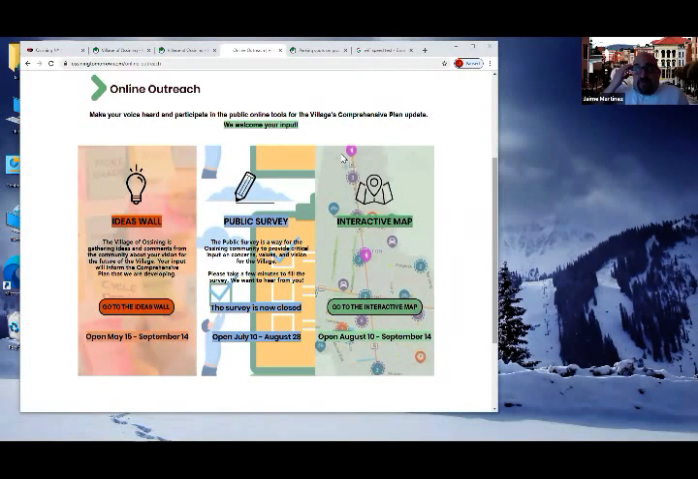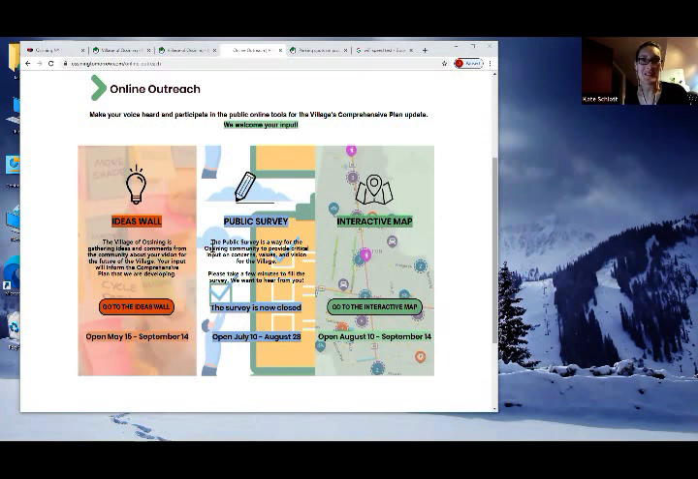Yeah, I filled out a couple. The public survey is closed, but the Ideas Wall is still open and the interactive map is still open. There's a lot of information you can put in there. I did do the public survey when it was open, when it first opened up. I went through all the questions, and my husband and I both filled them out individually, and it was really cool.